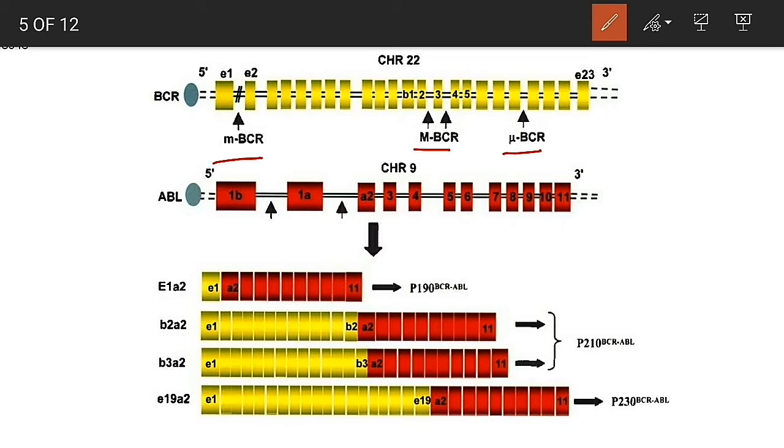In case of the ABL gene, there is presence of breakpoints in 1B and 1A, and also in between the 1A and A2 region. Due to that, there is formation of the P190 BCR-ABL gene. There is also formation of the P210 BCR-ABL gene, and another, the P230 BCR-ABL gene. That is, there are basically three types, and 190, 230 and 210 are the molecular weights of the BCR-ABL mRNA transcripts.